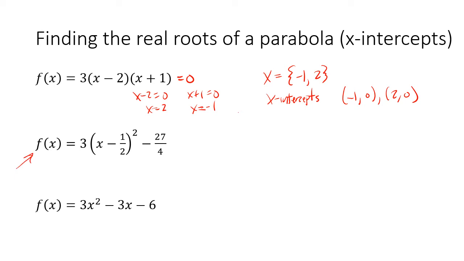If I want to find the roots for this, I'm going to set this equal to 0, but then I have to manipulate and do a square root thing. So if you're given this in vertex form, you don't have to do anything crazy here. You're just going to do the math that you know how to do. So if I add 27/4 to both sides, we'll have 3 times (x minus 1/2) quantity squared equals 27/4. We're going to divide both sides by 3. What we're going to have then is (x minus 1/2) quantity squared is equal to 9/4.